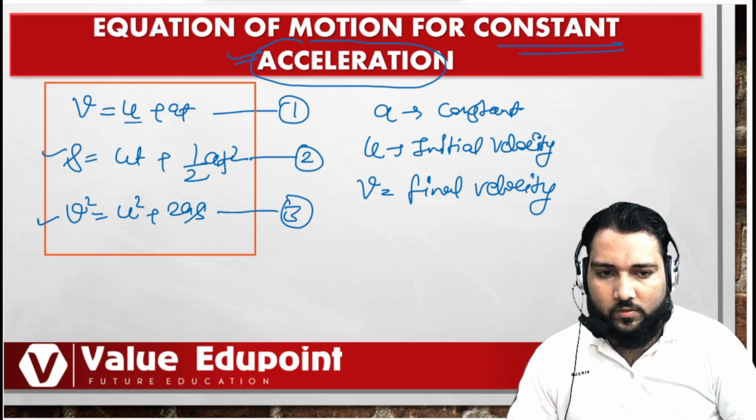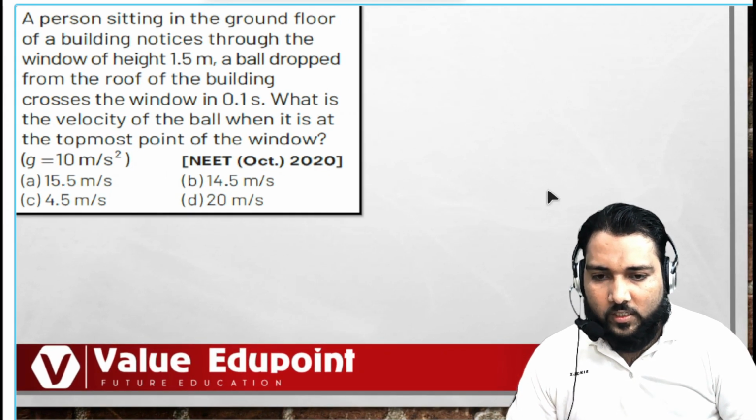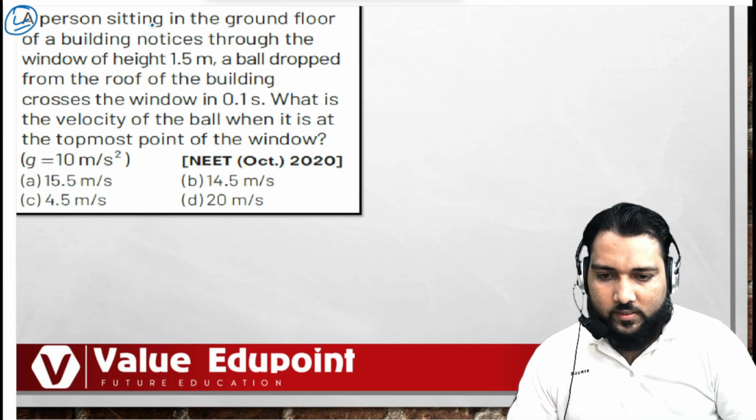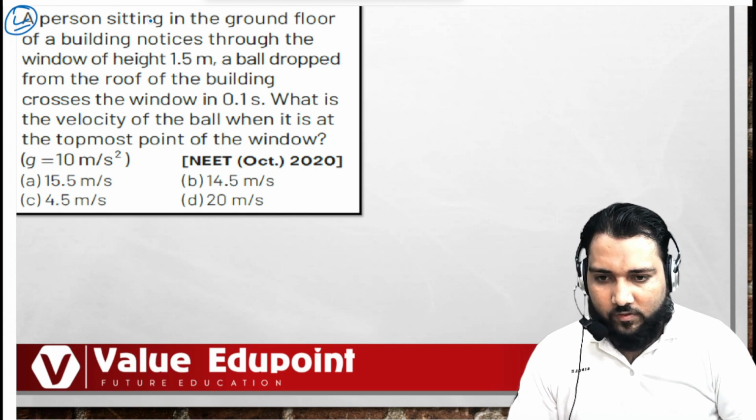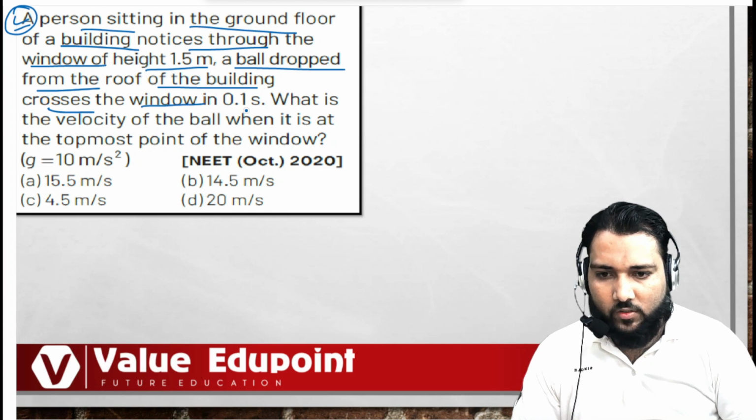Now, in NEET or JEE examination, the examiner will not ask you the direct application of these equations. So we will try to solve problems so that we can understand the application of these equations. Here, one person sitting on the ground floor of a building notices through the window of height 1.5 meters a ball dropped from the roof of the building. It crosses the window in 0.1 seconds. What is the velocity of the ball at the topmost point of the window?